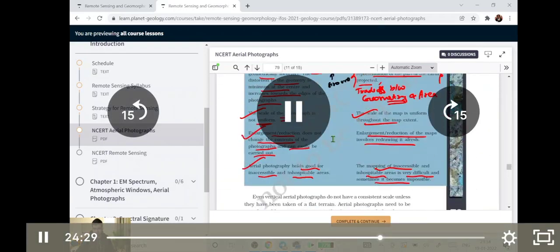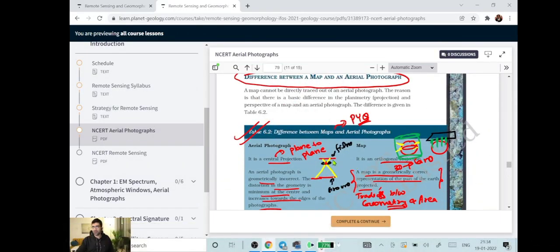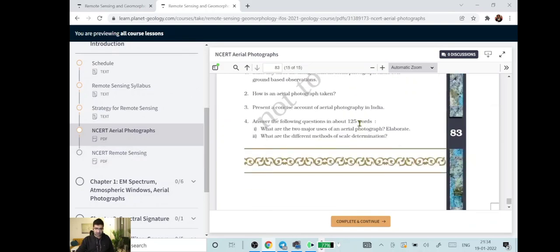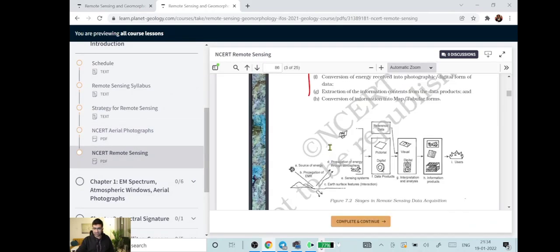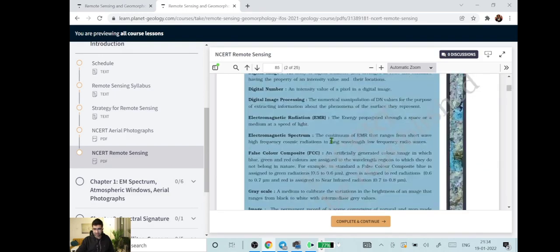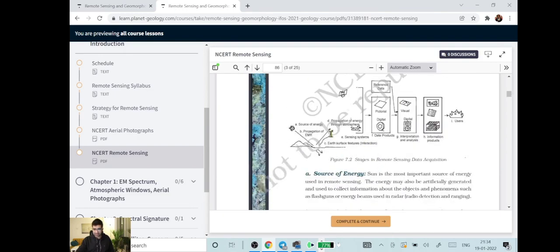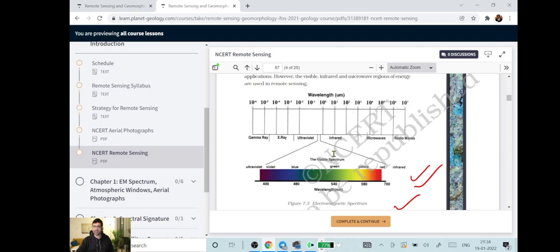For example, this question was asked previously in one of the papers: aerial photograph versus map difference, scale of a map, etc. You just go through this, and then there is a chapter on remote sensing where you will be able to find many different things. Just go through this. There is a basic introduction to remote sensing. What I was telling you about the electromagnetic spectrum is there. They can ask this in the exam.